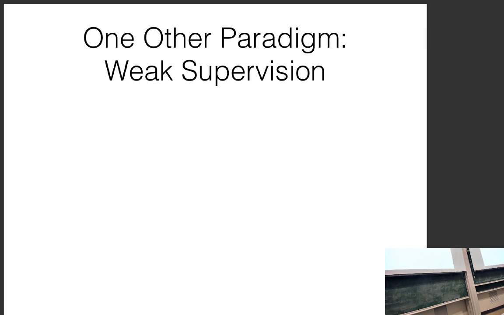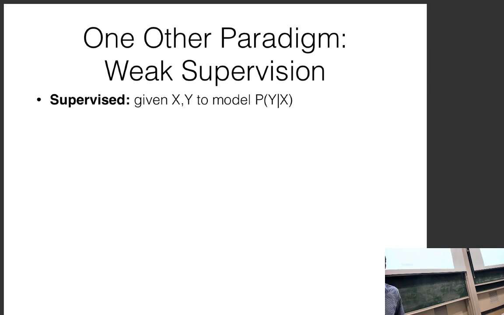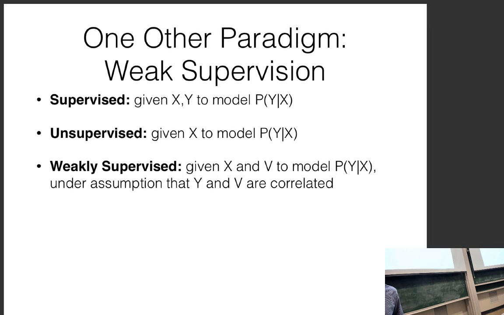I mentioned supervised learning, semi-supervised learning, unsupervised learning, but there's one other paradigm called weak supervision, which is also an important thing to know about. So weak supervision basically is, in supervised learning we're given x and y to model p of y given x, in unsupervised we're given only x, but in weakly supervised, we're given x and v to model p of y given x, under the assumption that y and v are correlated in some way.